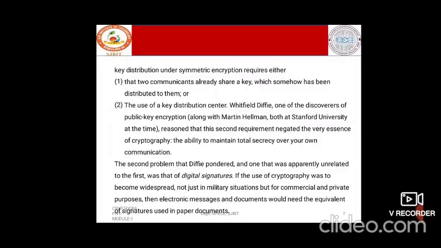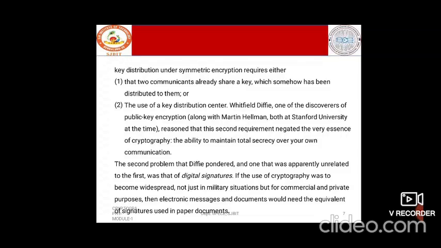Whitfield Diffie, one of the discoverers of public key encryption, along with Martin Hellman, both at Stanford University at the time, reasoned that the second requirement negated the very essence of cryptography, the ability to maintain total secrecy over your own communication. As Diffie put it, what good would it do, after all, to develop impenetrable cryptosystems if their users were forced to share their keys with a KDC that could be compromised by either burglary or subpoena?